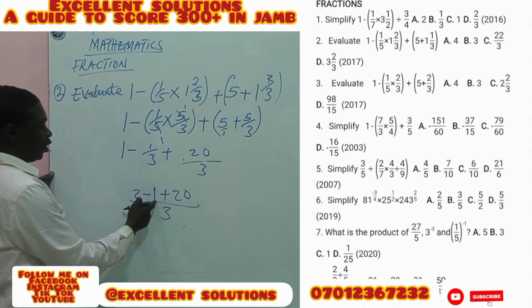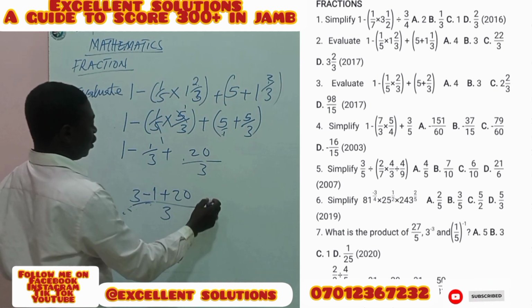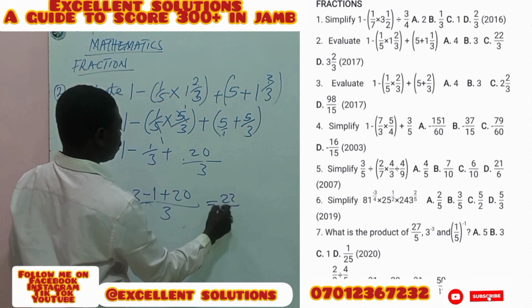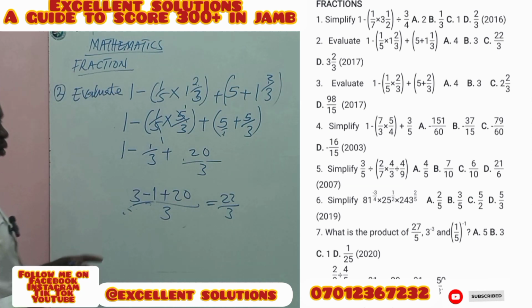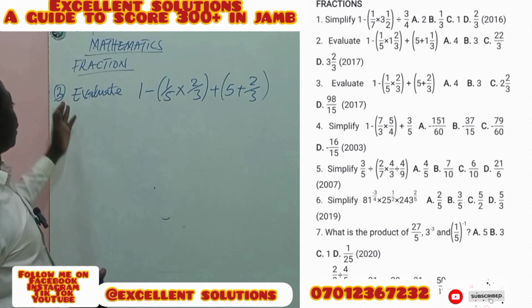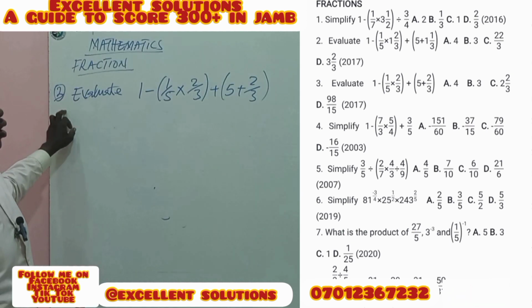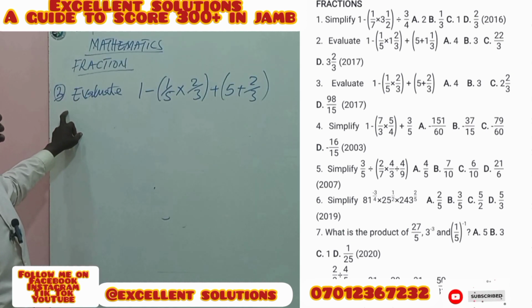So 3 minus 1 is 2. 2 plus 20, we have 22. So this becomes 22 over 3. And if we look at our options, option C, we have 22 over 3. And that is the answer. The next question is question 3. And this question was asked in 2017 also.